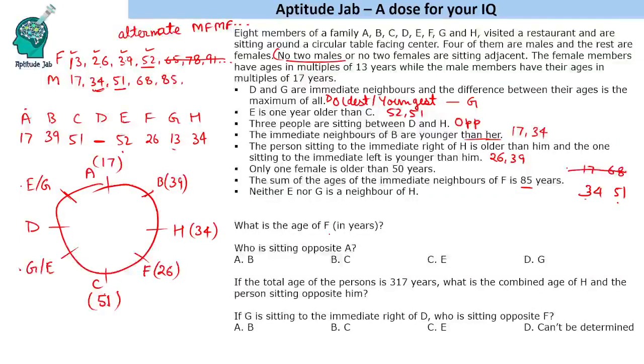Now the first question is, what is the age of F? F is 26 years old. Who is sitting opposite A? Opposite A we have C.